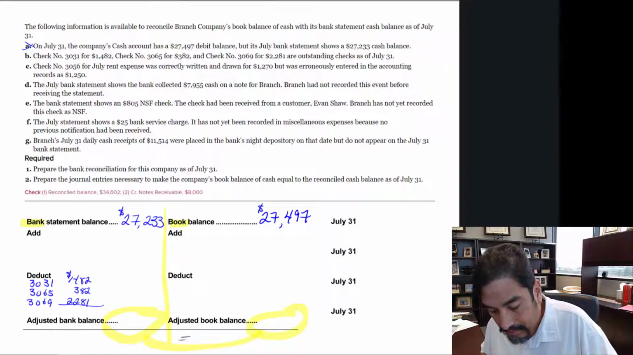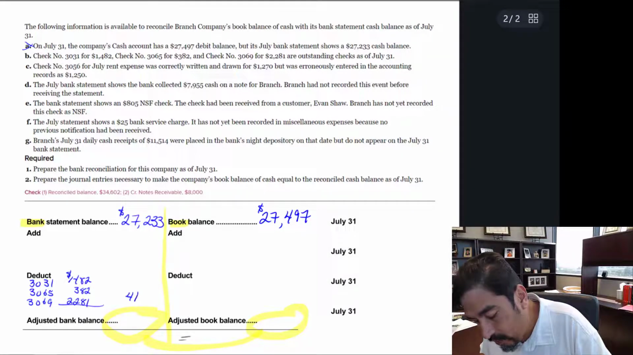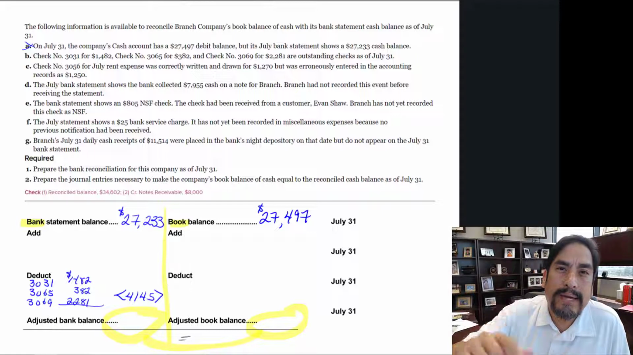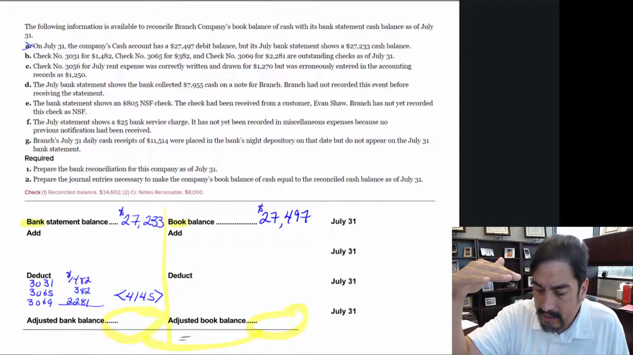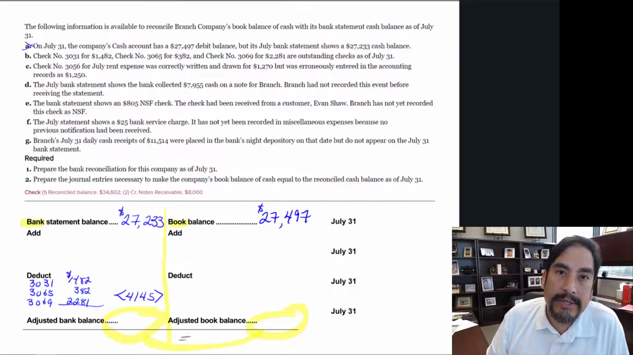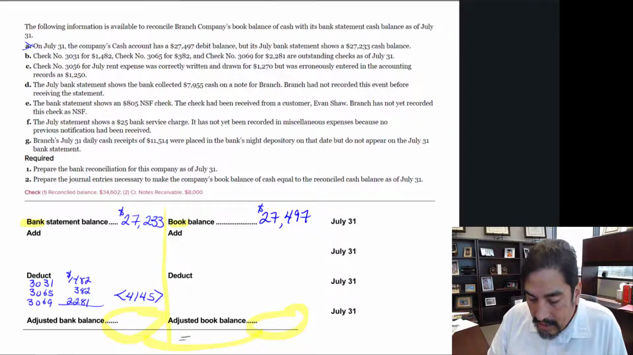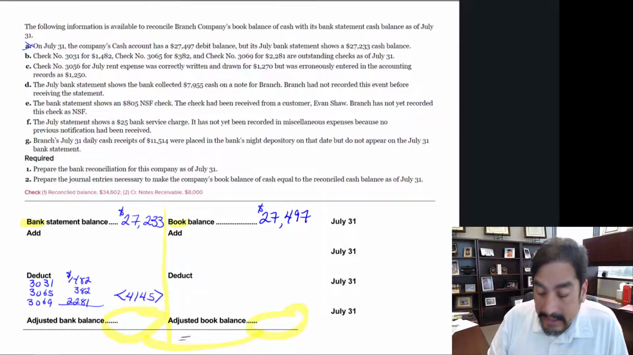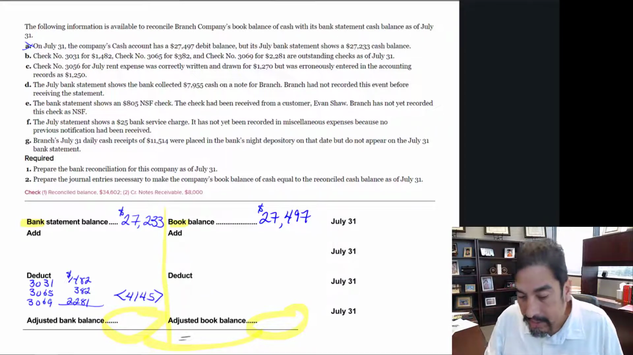$41.45. I'm going to put that right here, with a bracket around it, because what I'm going to do is take that total at the top, the 27,233, add anything that ends up in that add section, and subtract everything that's in the deduct section, and that's going to get me to my adjusted balance. I left a little bit of room down there in case there is something else I need to deduct, but as of right now, $41.45 is my deduct amount. Okay, so I've got that.